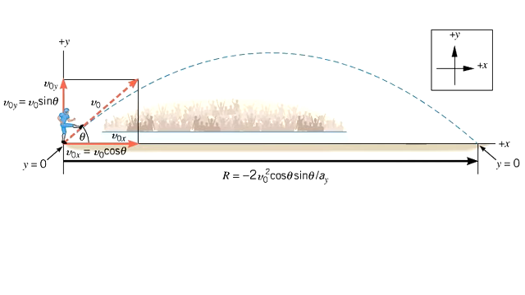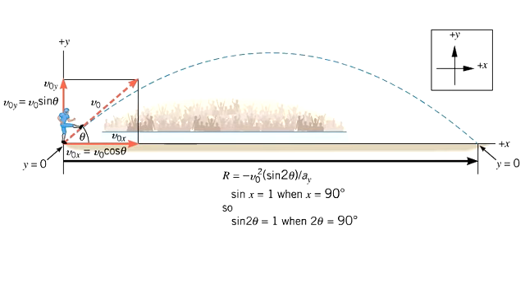We now have an equation for the range for the case where air resistance can be neglected. The textbook says, when air resistance is absent, the maximum range results when theta equals 45 degrees. Let's see if we can prove that this is true. We will use the trigonometric identity 2 sine theta cosine theta equals sine 2 theta to rewrite the equation for r. The maximum value of sine x is 1, and it occurs when x equals 90 degrees. So for maximum range, we must have 2 theta equals 90 degrees, which means that for maximum range, theta equals 45 degrees.